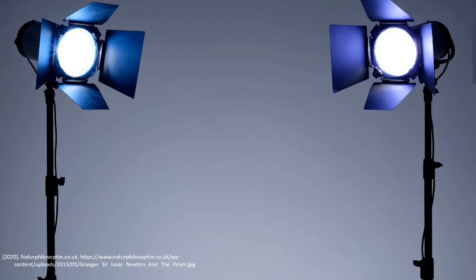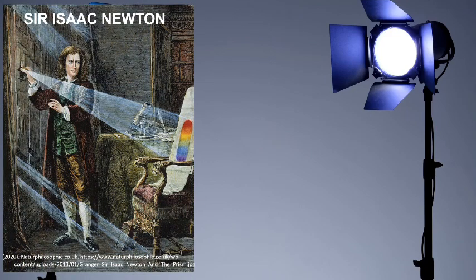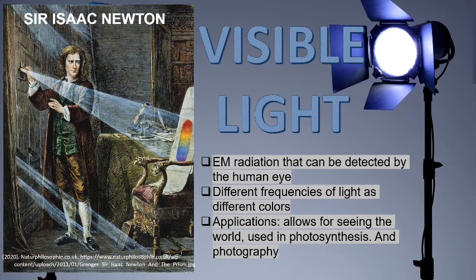The fourth type of electromagnetic wave is visible light. It is an electromagnetic radiation that can be detected by the human eye. Different colors have different frequencies of light. Applications of visible light include allowing us to see the world. It is also used in photosynthesis and photography.